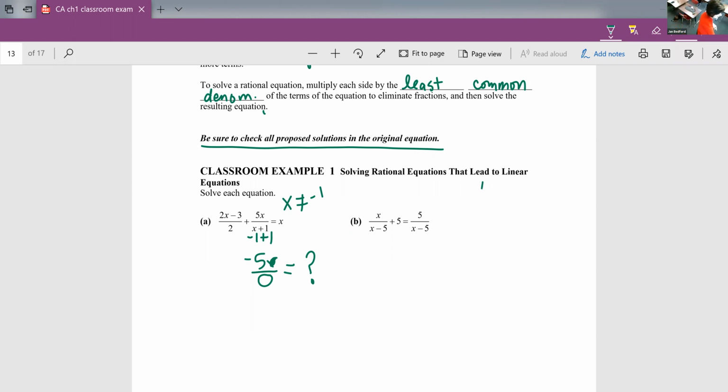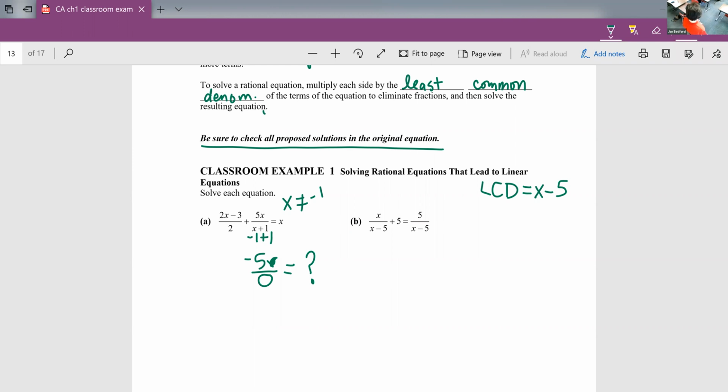Least common denominator. So you tell me, what would be the LCD on this problem on B? The nice thing is the two denominators that I see are already the same. So that makes x minus 5 my common denominator. Now, what do you do with it so you can get rid of fractions?